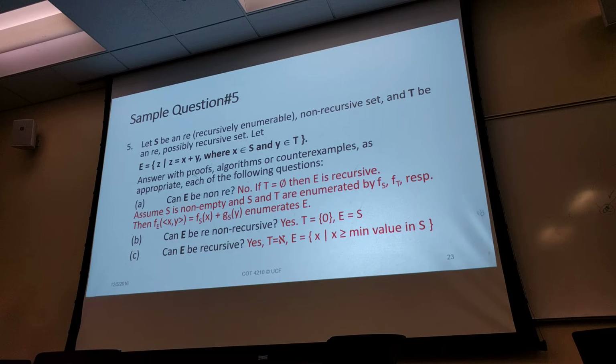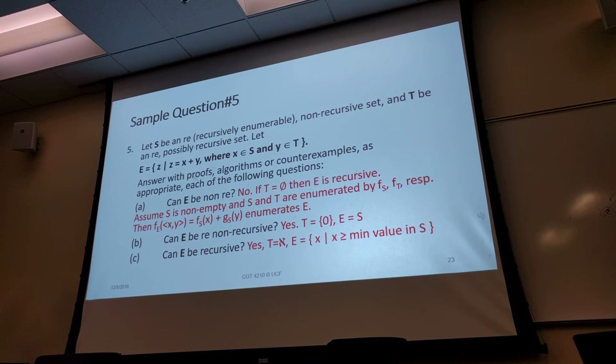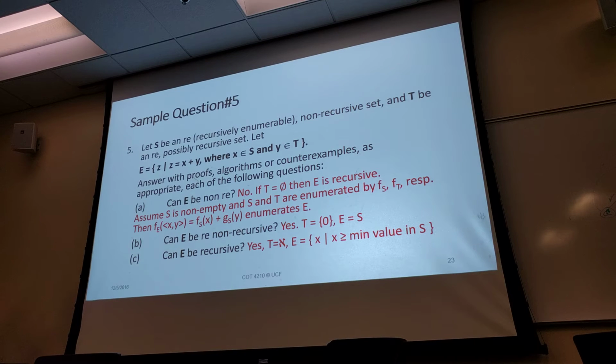And it's the one where we've got two sets, S and T. S is RE, non-recursive, and T is RE, but it might be recursive. So I can choose a decidable set for T. I cannot choose a decidable set for S. And what I'm interested in is the set of Z such that Z is equal to X plus Y, where X is a member of S and Y is a member of T. Did I go over this with you before? Yes? Okay. So I'll just mention it again.